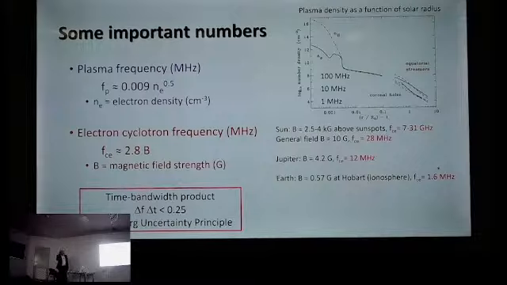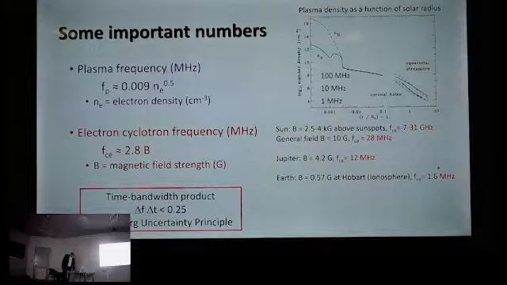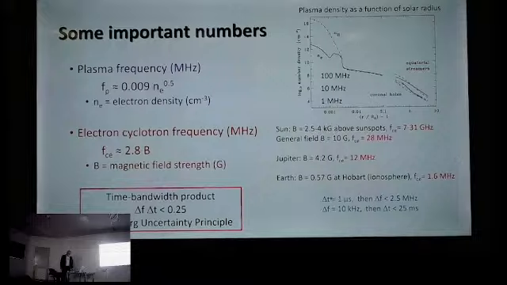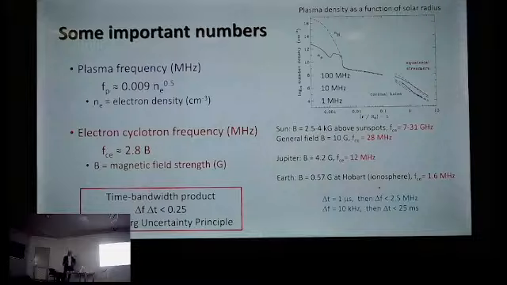Another important term is this time bandwidth product. The uncertainty principle tells us that if you have a narrow band emission of radiation, it has a minimum time over which it can be emitted. And you can use this to determine something about the characteristics of the source region. So if we have a burst of radiation that's emitted over 1 microsecond, then the range of frequencies it can contain has to be less than about 2.5 megahertz.